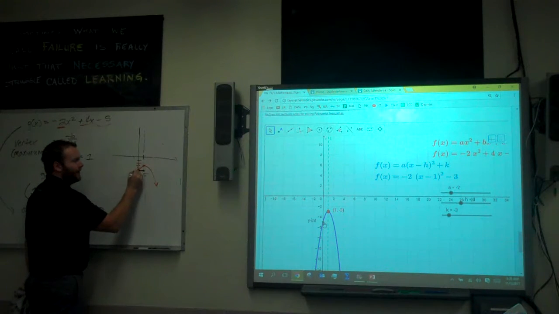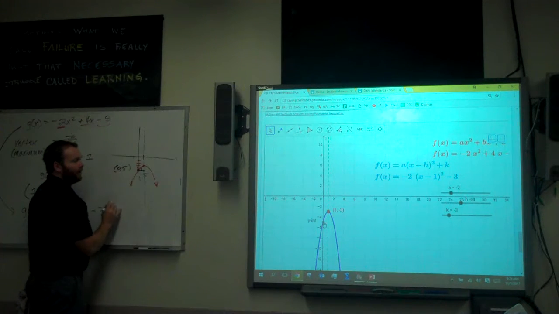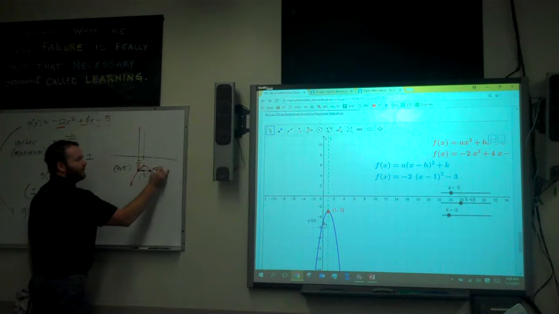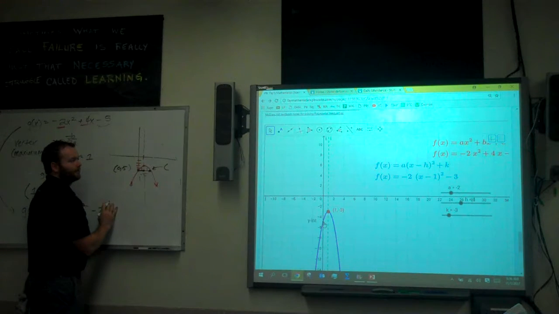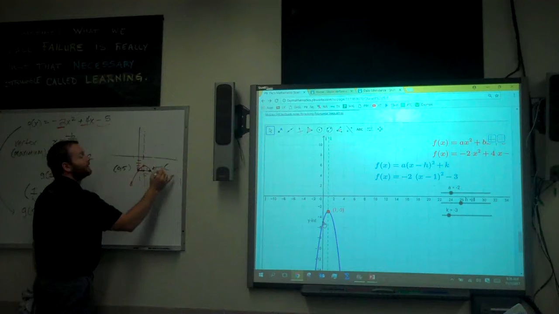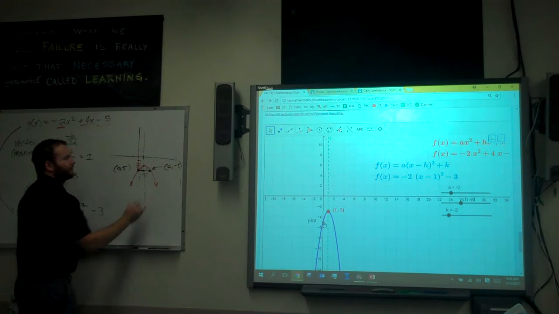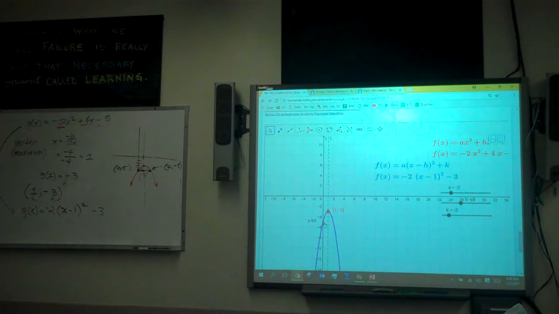Okay, so I knew I had the point 0, -5. That's 1. Doesn't that distance right there have to be 1 as well? So what would that ordered pair there be? -2, -5, or 2, -5. 2, -5. And now you've got 3 points. 3 points for a quadratic is much better than 2. Okay.